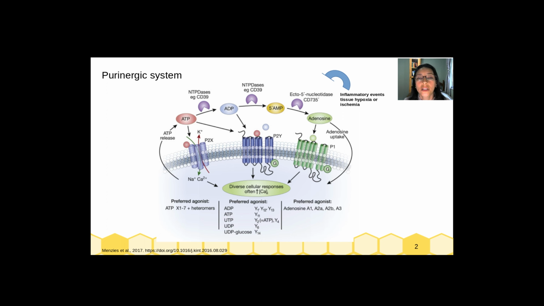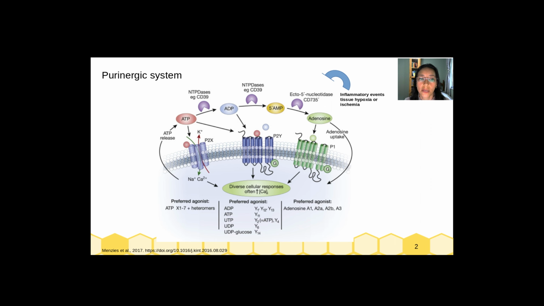Then another ectonucleotidase, CD73, converts AMP into adenosine. Each one molecule is recognized by several receptors expressed in membranes of diverse kinds of cells. ATP activates cation channels that exchange calcium and sodium cations for potassium cations. These are named P2X1 to 7. Moreover, ATP activates G protein coupled receptors called P2Y.